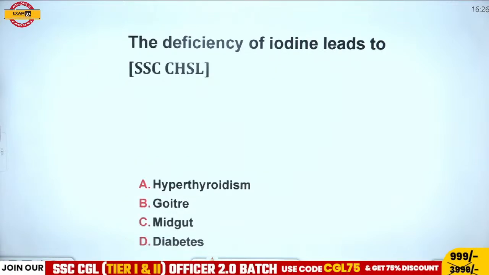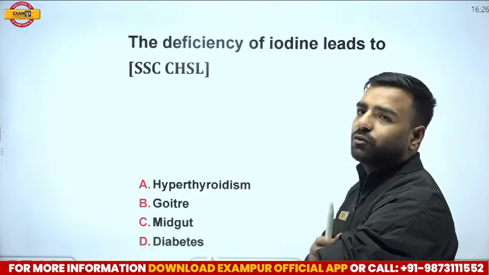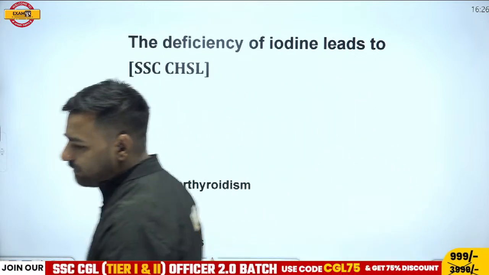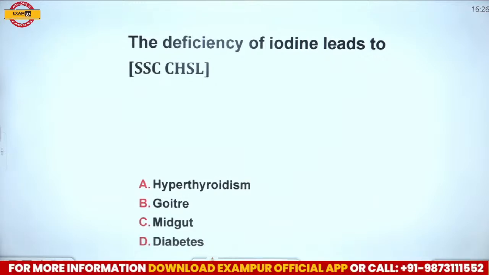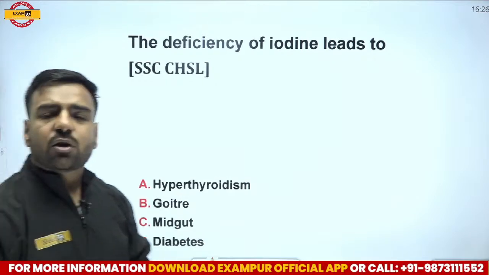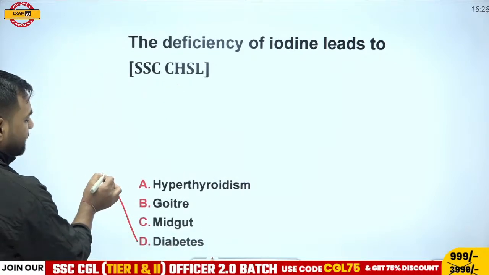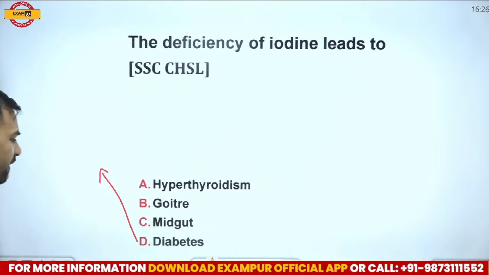Next, deficiency of iodine will lead to what? We have hyperthyroidism, goiter, midgut, and the fourth option is diabetes. Let's see who can answer this part. Everyone who's there in the session, can you answer this part? Yes, waiting for the answer, please. When I talk about diabetes, how does diabetes come into existence? Please remember what is happening here.